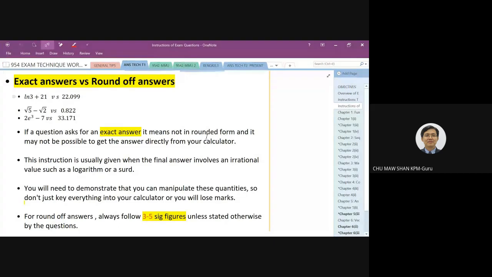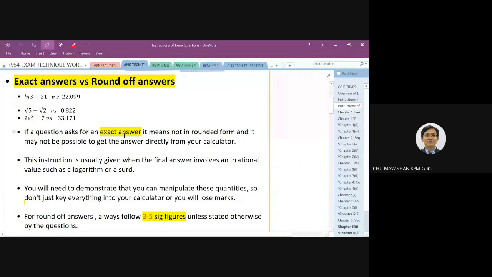But sometimes, for example, when it comes to graph sketching, with 2 times e power 3 minus 7 you don't know the location. But when you change to 33.171, you know exactly where it is. It depends on the situation which form is better to be used. But in general, I would say the exact answer will be the preferred answer. Okay?